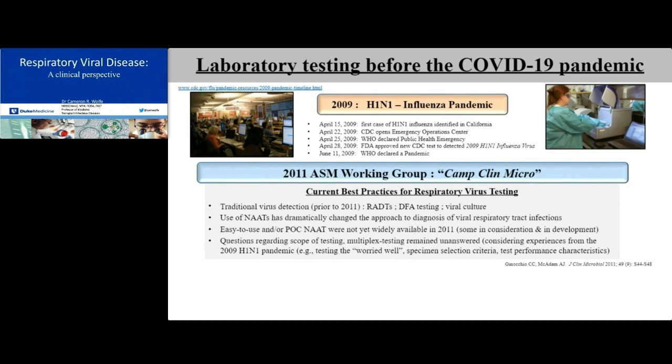Interestingly, several of the issues encountered during the 2009 influenza pandemic are very similar to the experiences we had during the COVID pandemic. Several of the expert panel's predictions have become reality during the past 10 years.